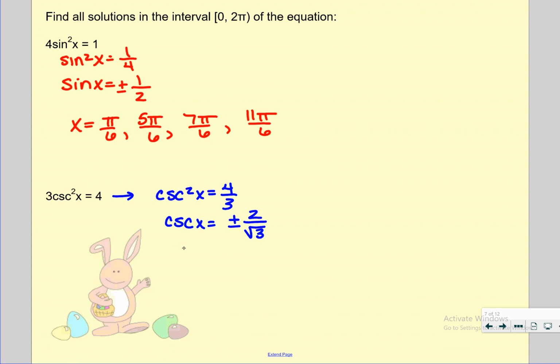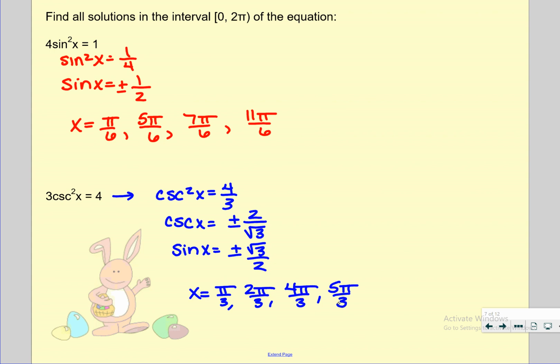And then I can't find cosecant super easy on my unit circle, but what can I find on my unit circle instead? Sine. So instead of this, we can look for where sine equals plus or minus the reciprocal, radical 3 over 2. And then these are going to be all of our pi over 3s. Pi over 3, 2 pi over 3, 4 pi over 3, 5 pi over 3. So you can see that plus or minus is important. It's giving us 2 extra solutions. So if you forget the plus or minus, it's a quick -2 instead of a -1 on your test.